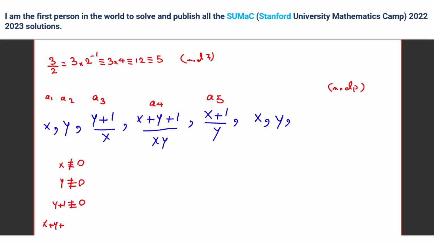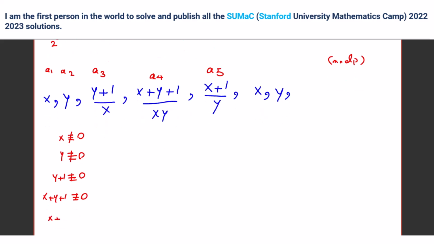Yes, sir. x plus y plus 1 also shouldn't be 0, and x plus 1 shouldn't be 0, right? Yes, sir. So if you want to consider x and y, x can be 1 to p minus 1, y can be 1 to p minus 2, right? Yes, sir. Okay. These two conditions are satisfied because they cannot be 0. For this one, y shouldn't be p minus 1. For this one, x shouldn't be p minus 1.